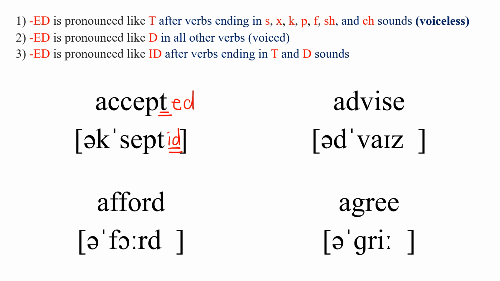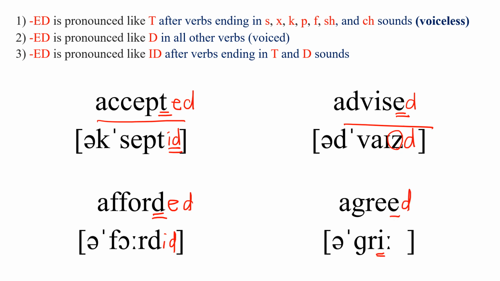Advise. Since this is an E ending, you put only D. And this advise sound is voiced, so you make it a D sound. Advised. Accepted. Advised. And then the next one is afford. Afford, a D ending. When we have a D ending, ed makes an extra syllable. It becomes afforded. And agree, an E ending, just put D.